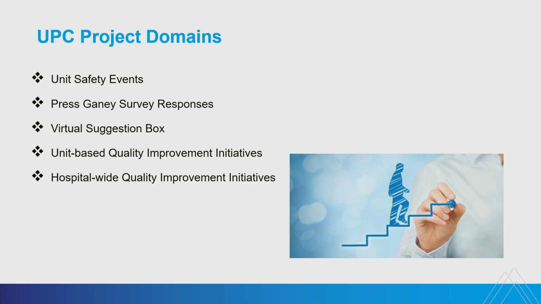First, we look at our unit safety events to see if there's anything that needs to be addressed right away. We look at our Press Ganey score to see if there's any way we can improve our patient experience. We consider staff's input from the virtual suggestion box. We look at our workflow and practice to see if there's anything we can do better on the unit. And also, we look at our hospital-wide policy to see if there's any gap in practice that we can close. Next, I will show you examples of some of our projects that were inspired by these 5 areas. These projects demonstrate how UPC initiates change on the unit.